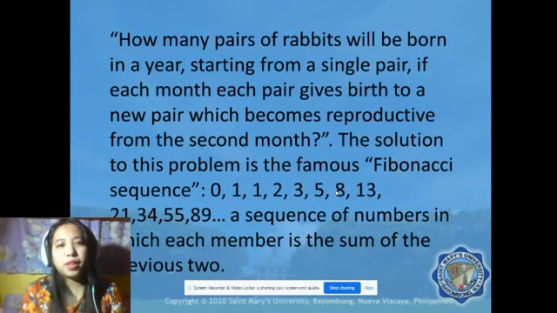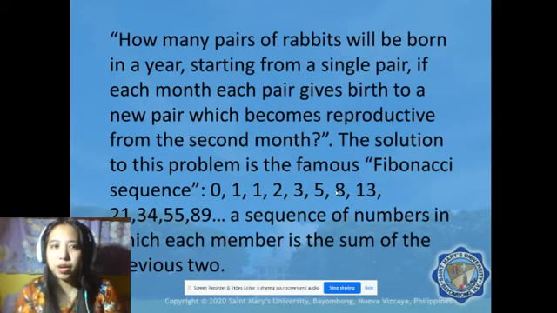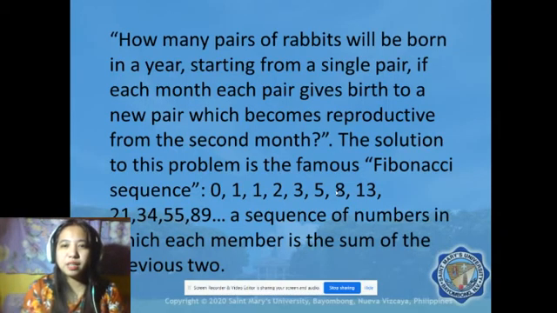To better explain where these numbers came from, let us answer this question: how many pairs of rabbits will be born in a year, starting from a single pair, if each pair gives birth to a new pair, which becomes reproductive from the second month? The solution to this problem is the famous Fibonacci sequence: 0, 1, 1, 2, 3, 5, 8, 13, and so on. It's a sequence of numbers in which each number is the sum of the previous two.